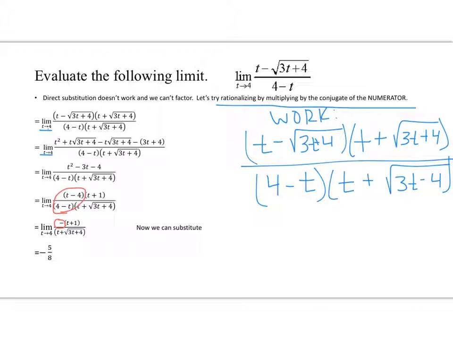So now I'm just substituting, because I'm not going to get a 0 in my denominator if I plug in a 4. Once I plug in that 4, I don't have to write the word limit anymore, and I simplify and I get negative 5/8.